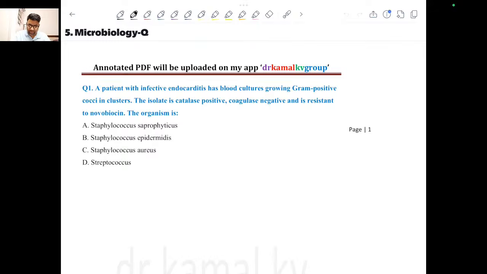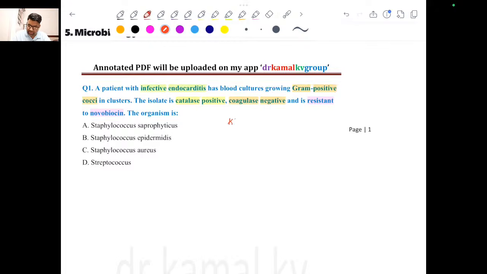So starting with the very first question, a patient with infective endocarditis has blood cultures growing gram positive cocci in clusters, right? Then the isolate is catalase positive, coagulase negative, and resistant to novobiocin. So this is what has been given in the question, and then you have to mark the bacterium which is responsible for this clinical presentation. So let us take the keywords first.